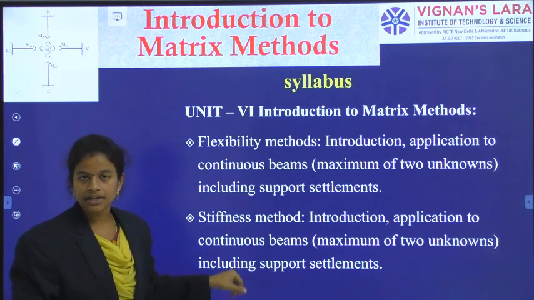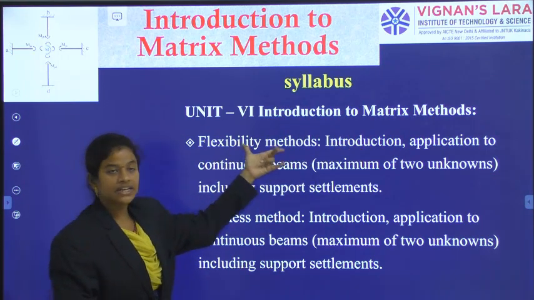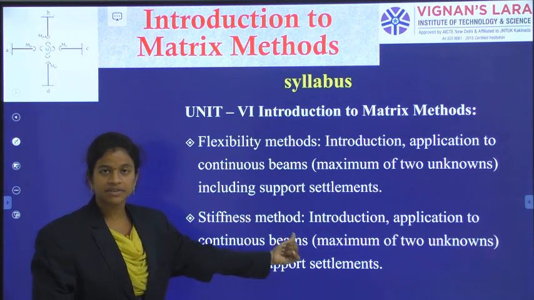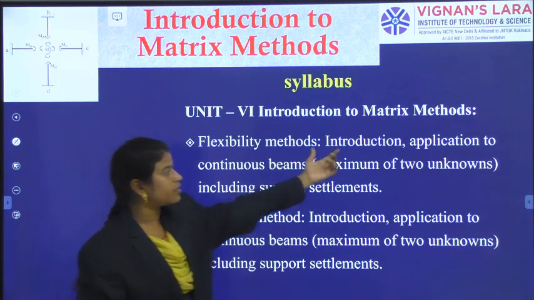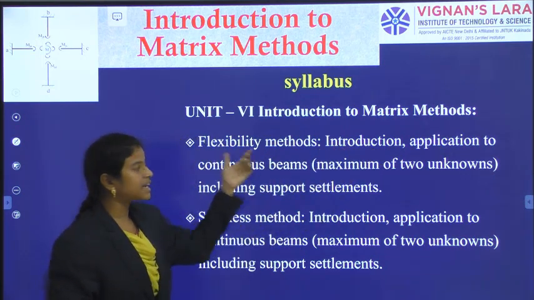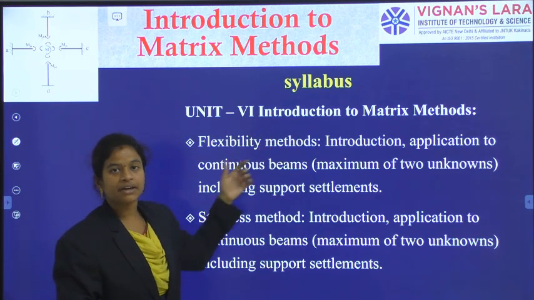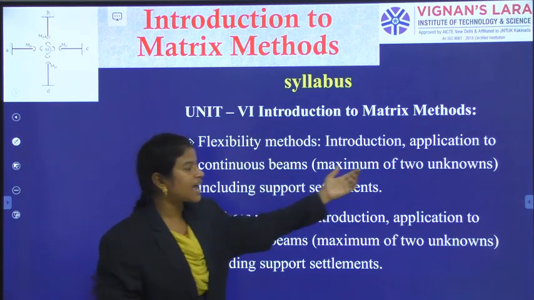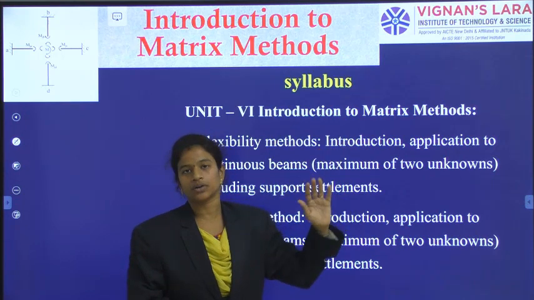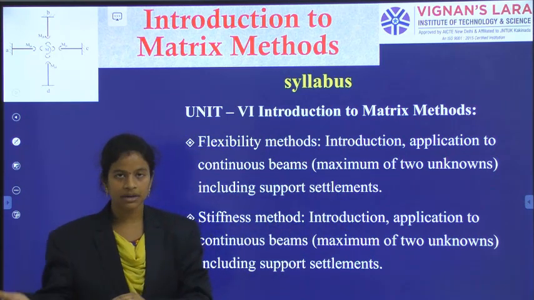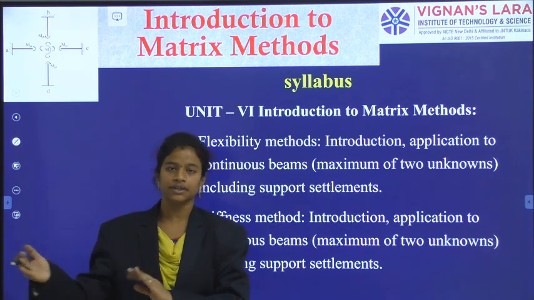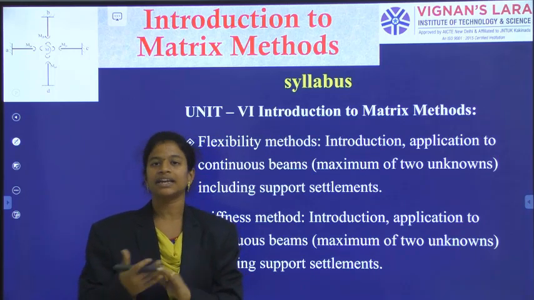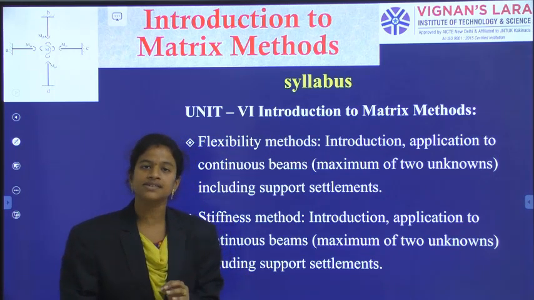In that, two matrix methods will be there. First one is the flexibility method and then the stiffness method. In the flexibility method, we will observe the introduction and the application of the flexibility method to the continuous beam having a highest of two unknowns. More than that, the structure becomes even more complicated. That we will give you for the post-graduation or the next level of structural analysis, advanced structural analysis.